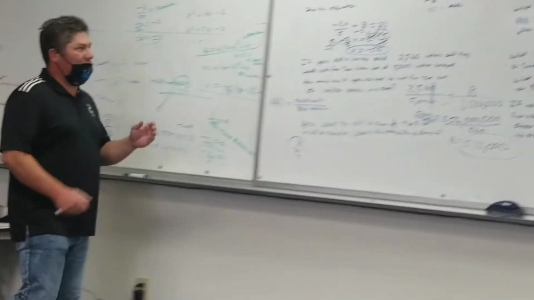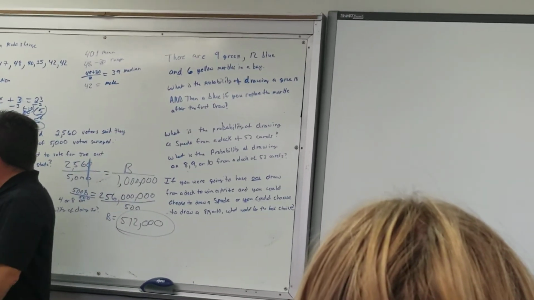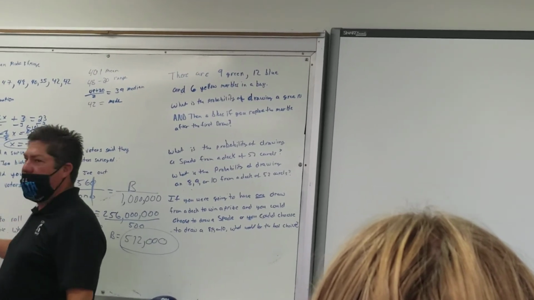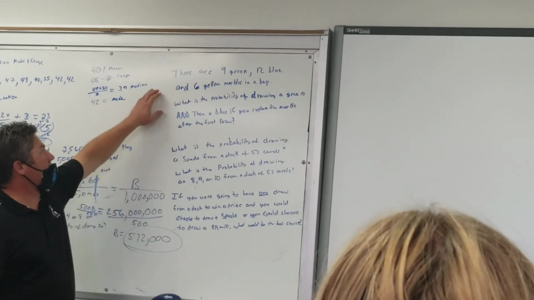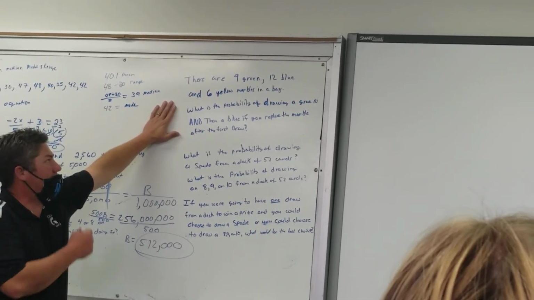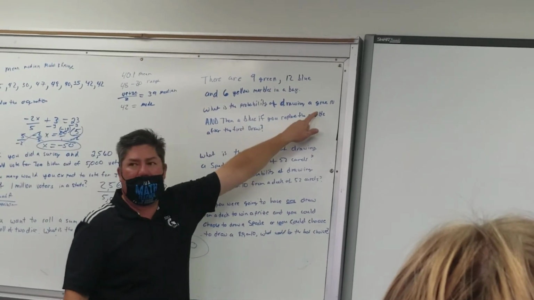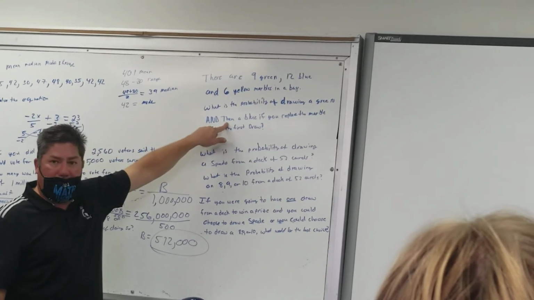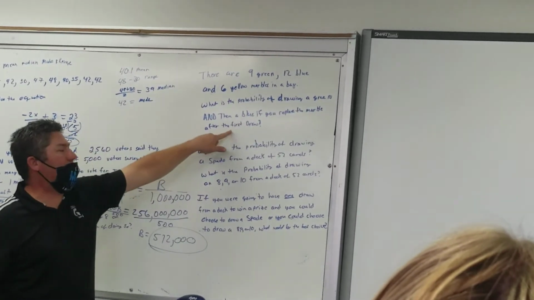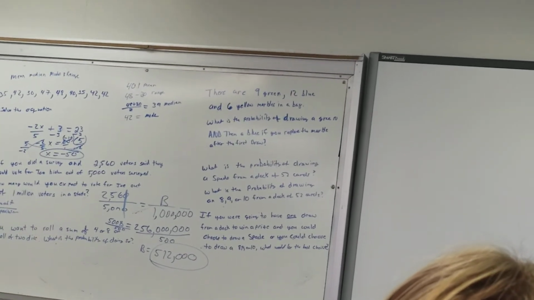Okay. Let's try this one. So again, same type of thought process as this. Possibilities of it actually working, being true, divided by total possibilities. So Chancey, we got 9 green, 12 blue, 6 yellow in a bag. What's the probability of drawing a green and then a blue if you replace the marble after the first draw? Okay, so what's the probability of just drawing green, Chancey?